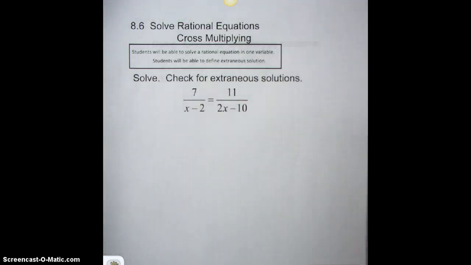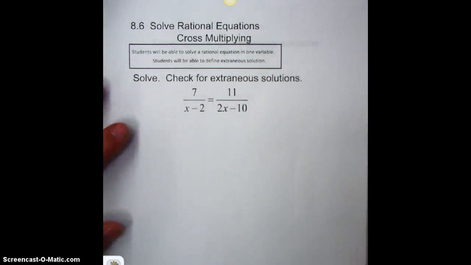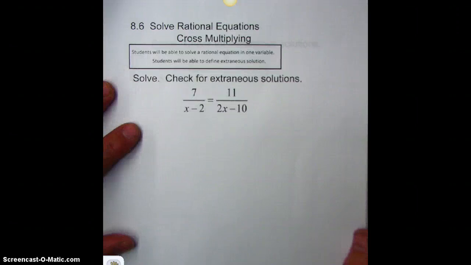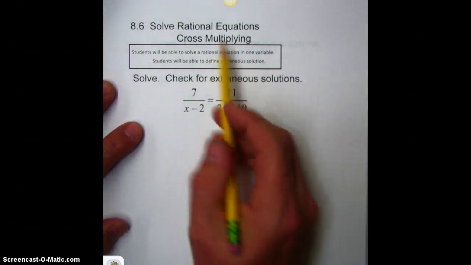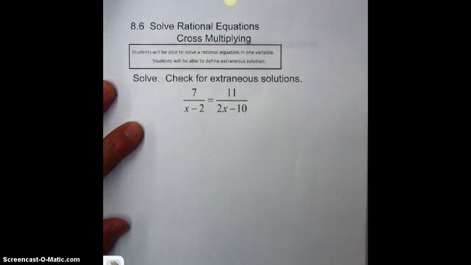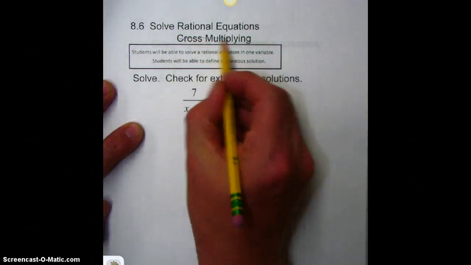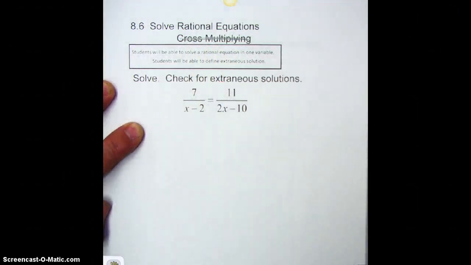Alright, in this video we're starting 8.6. We're going to be solving rational equations. We have here cross multiplying. I've been thinking about whether to show you that or just keep the same method on all problems. So I decided I'm not going to show you cross multiplying. I'm going to use the same method for all playlists of 8.6 videos.